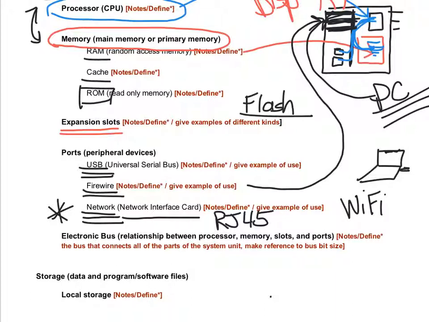So, RJ45. Then you can have a wired connection, which we talked about earlier. Really important. And then, this is key, the electronic bus. Okay, this ties together the processor, the memory, the slots, and the ports.